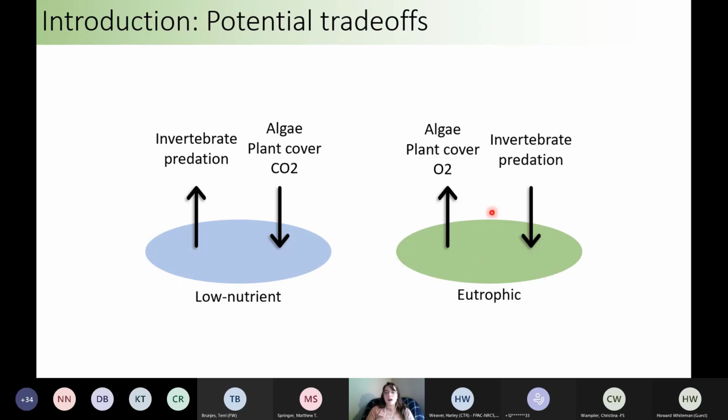So when we move into a higher nutrient system, we're going to see a lot more algae and a lot more plant cover, which might translate to more food availability for those larval amphibians. And then for a time, we're going to see an increased amount of dissolved oxygen within that system. And that might also mean less invertebrate predation, whether it means just more cover or if that high nutrient system is not as attractive to those invertebrate predators.